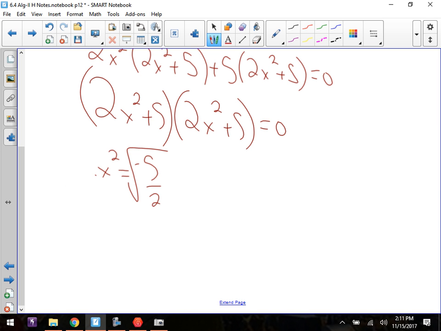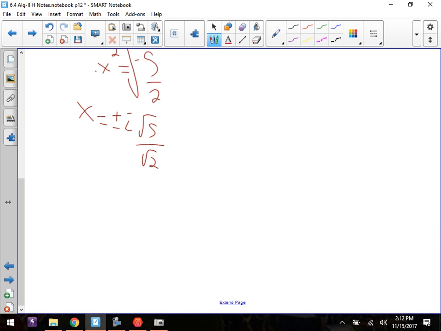Now, when you take the square root of a negative, what automatically happens? You get an i, and we have a plus minus. So think of this as plus or minus i, but then I have the square root of 5 divided by the square root of 2. How do I undo that? Yeah, multiply by the root 2's. So you're multiplying by a conjugate is technically what you're doing. So this becomes plus or minus i root 10 over 2.